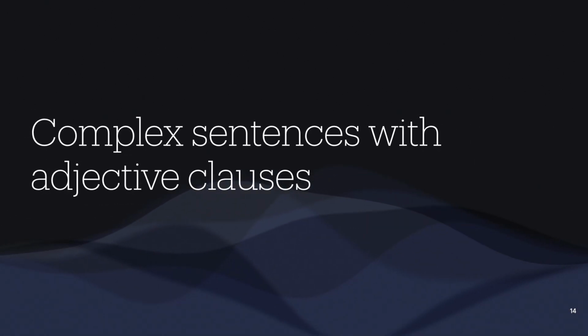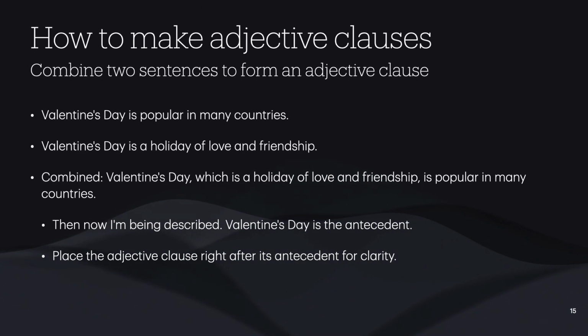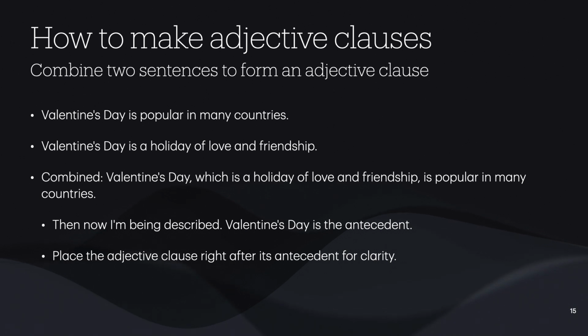Complex sentences with adjective clauses. How do we make adjective clauses? Combine two sentences to form an adjective clause. Valentine's Day is popular in many countries. Valentine's Day is a holiday of love and friendship. So the combined version would be, Valentine's Day, which is a holiday of love and friendship, is popular in many countries.